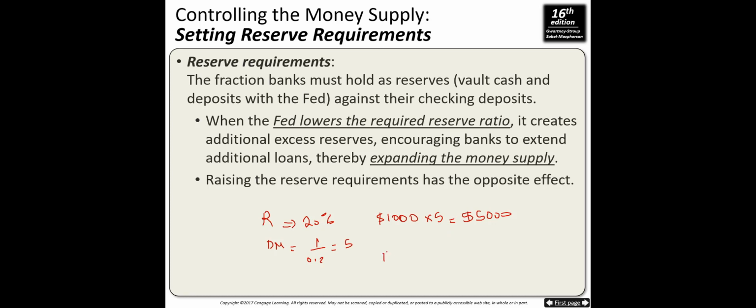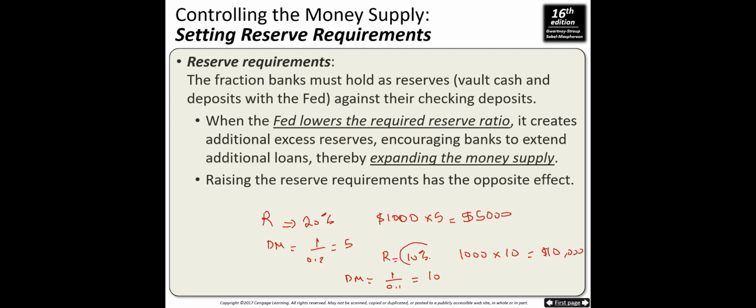But now let's assume the Fed decreases this to 10%. Then the deposit multiplier is going to be 1 over 0.1, which is 10. So every $1,000 deposited into the system creates up to $10,000 of money supply.